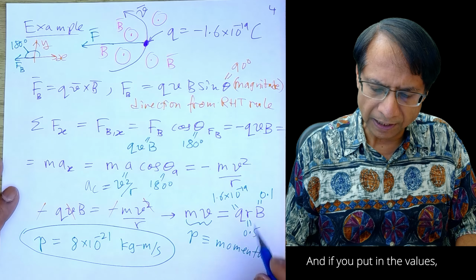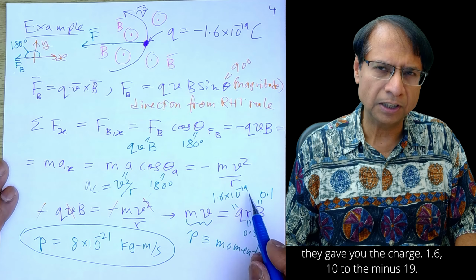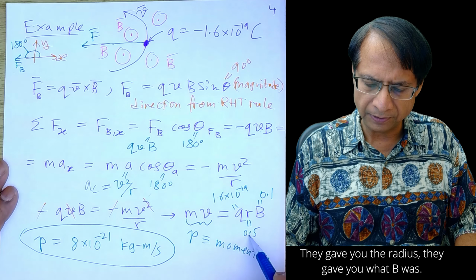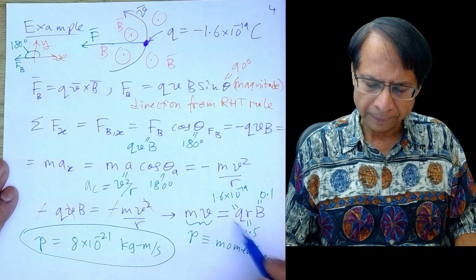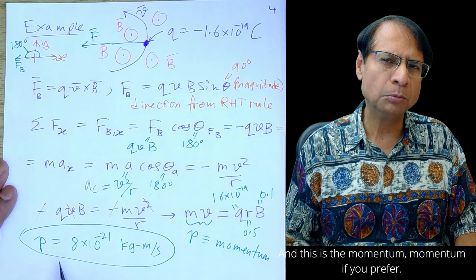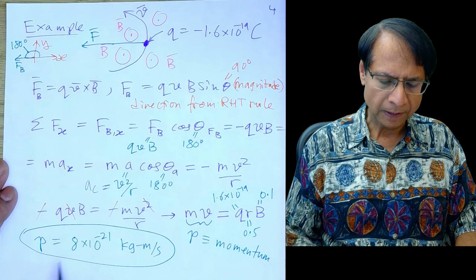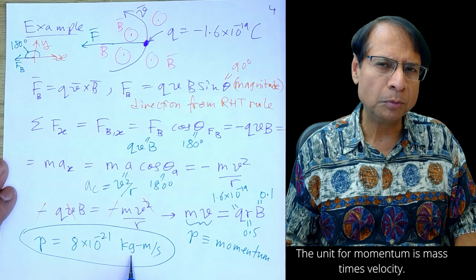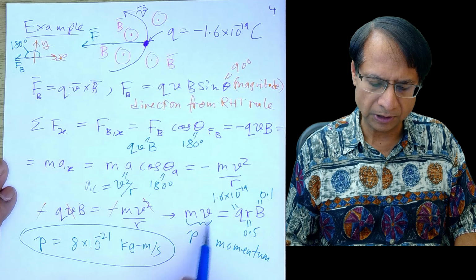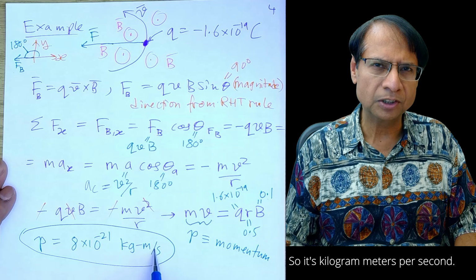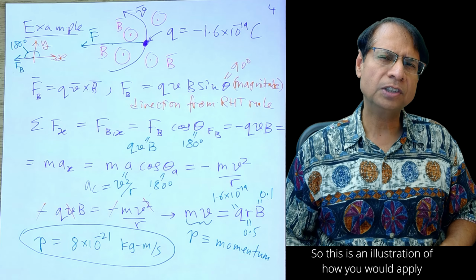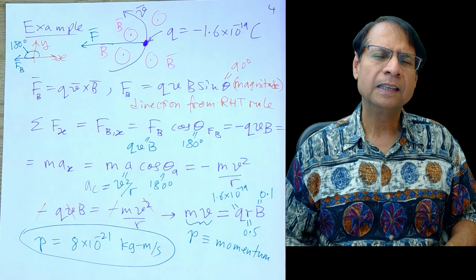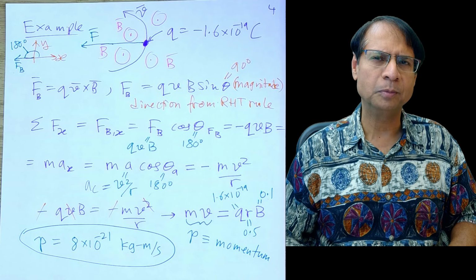And if you put in the values, they gave you the charge, 1.6 times 10 to the minus 19. They gave you the radius. They gave you what B was. Crunch this out, and this is the momentum, if you prefer. And that's equal to 8 times 10 to the minus 21. The unit for momentum is mass times velocity, so it's kilogram meters per second. So this is an illustration of how you would apply the magnetic force law to a problem.